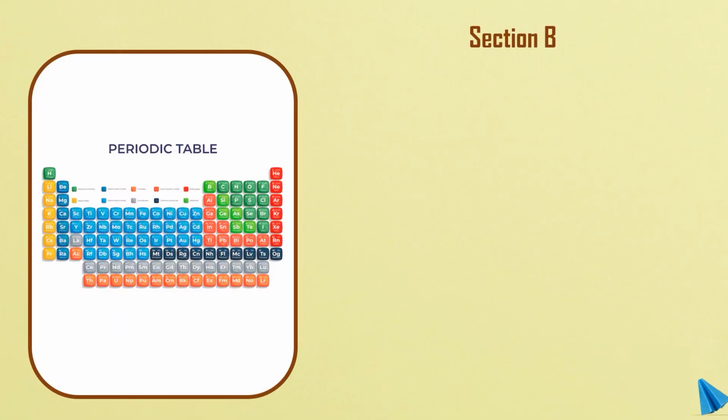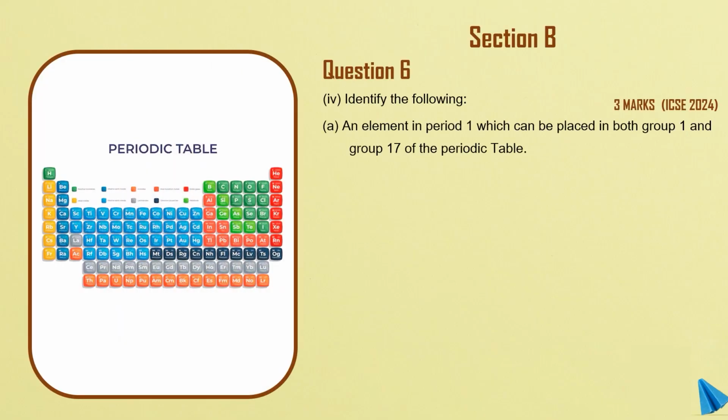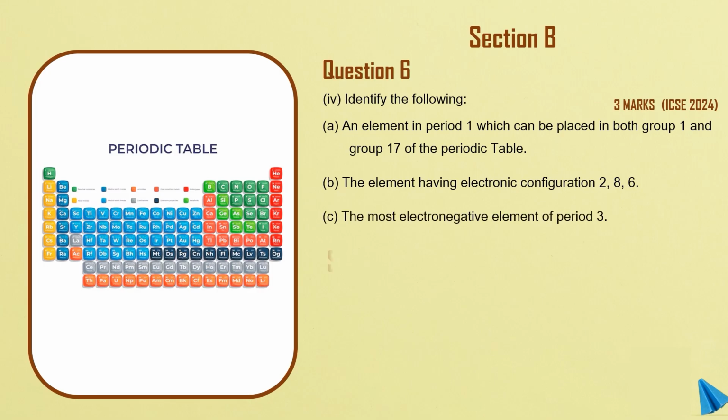Here is the next question. It says identify the following. An element in period 1 which can be placed in both group 1 and group 17 of the periodic table. Question B. The element having electronic configuration 2, 8, 6. The most electronegative element of period 3.